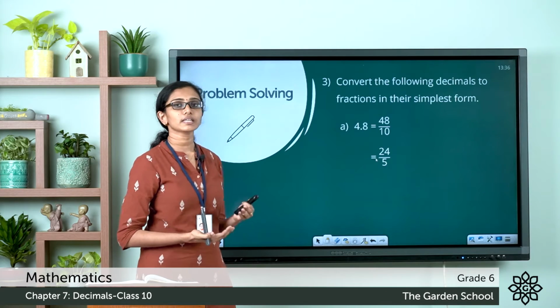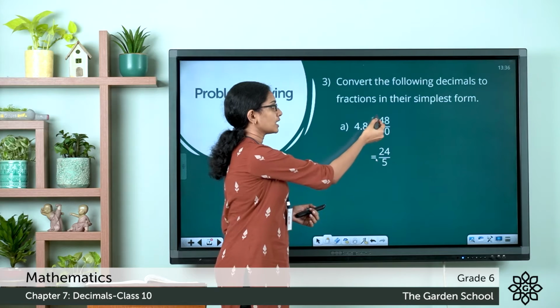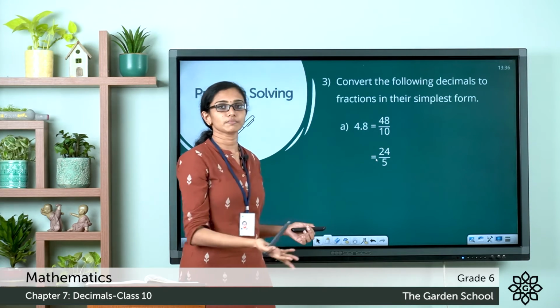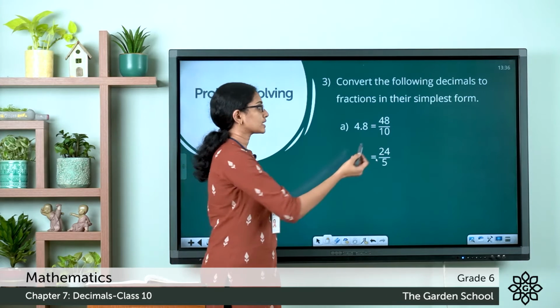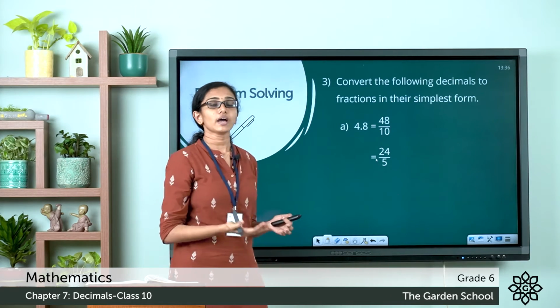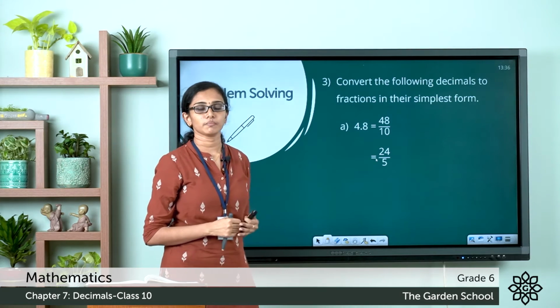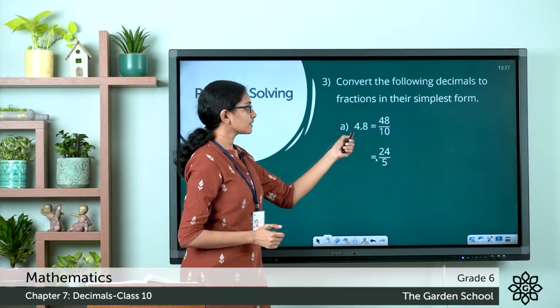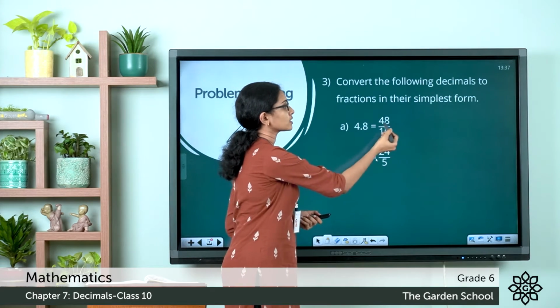See, to convert that into the corresponding fraction, just ignore the decimal point and write the number without the decimal point, and that is going to be the numerator. The denominator will have as many zeros as the number of digits in the decimal place. Here the given decimal number is 4.8. So, we have written the number without the decimal point here.